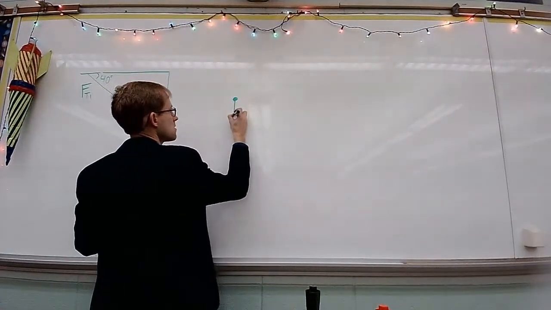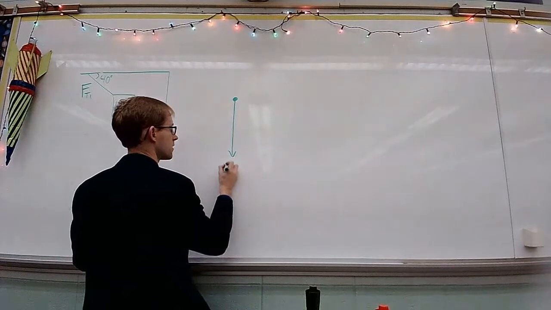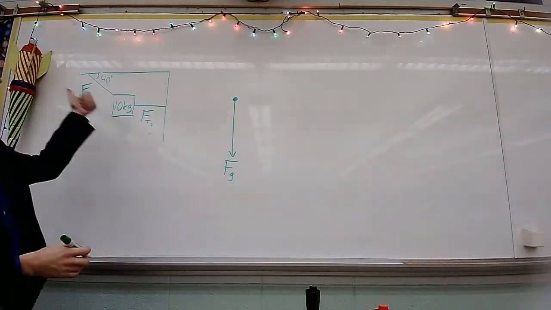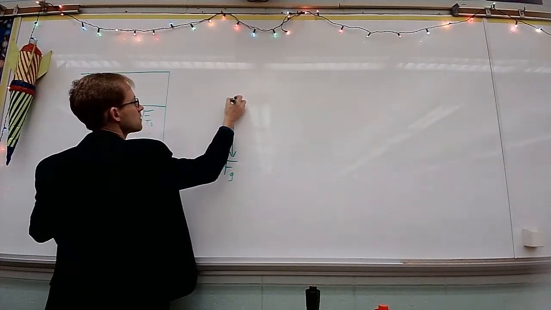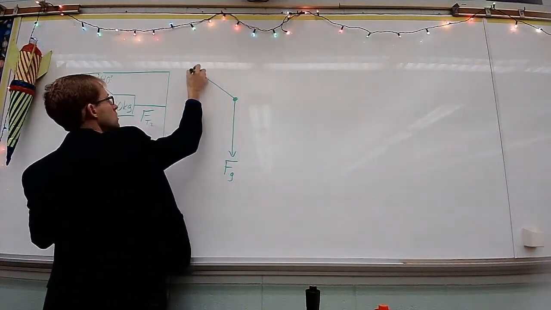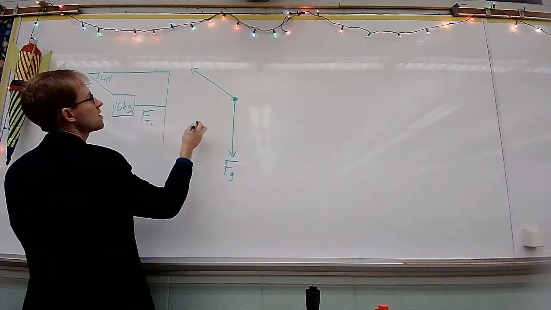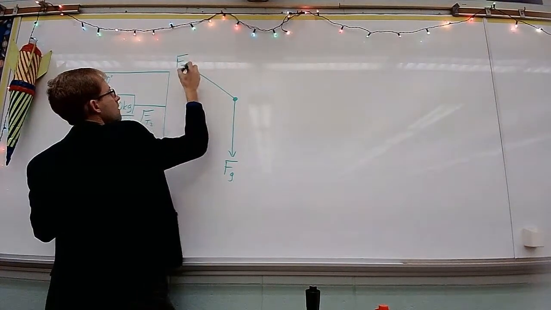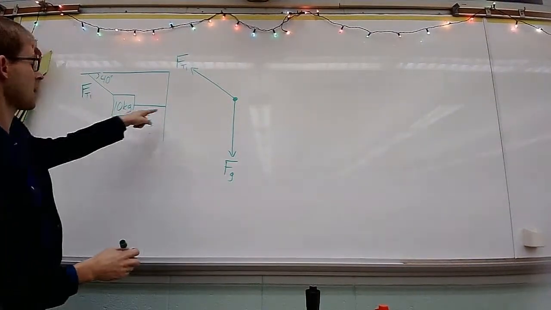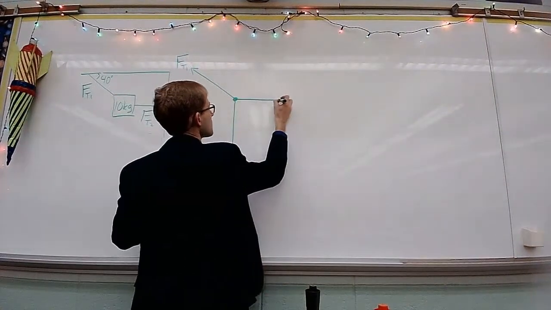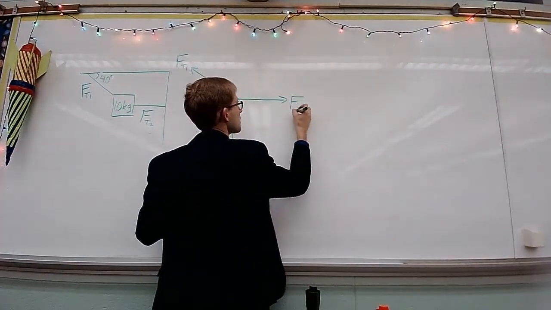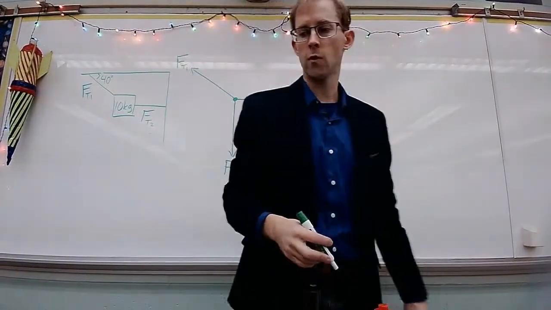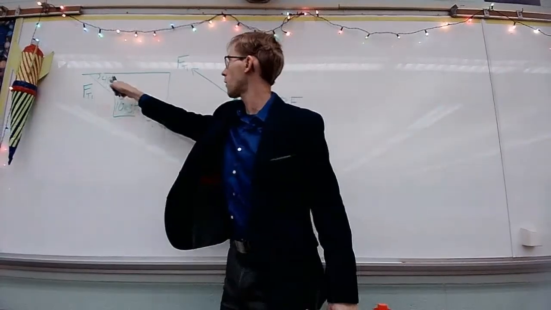Going down is force of gravity. We've also got a force going up and to the left. That is FT1. And we've got FT2 going straight across. So if we're going to do anything with this, we need an angle. So you can see we've got this 40-degree angle there.